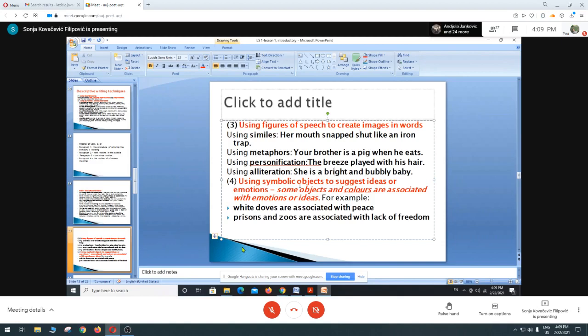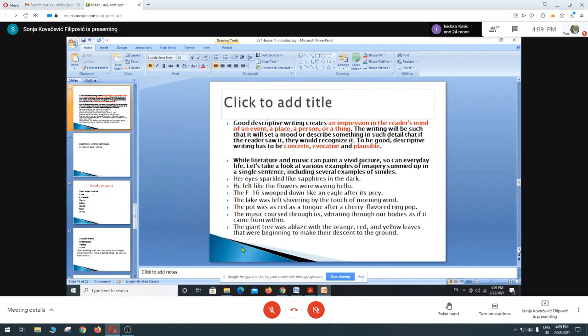Another technique is using symbolic objects to suggest ideas or emotions. For example, some objects and colors are associated with emotions or ideas. Let's say white doves are associated with peace. Prisons and zoos are associated with lack of freedom, as we saw in the example of the essay. Good descriptive writing creates an impression in the reader's mind of an event, place, person, or thing. The writing will set a mood or describe something in such detail that if the reader saw it, they would recognize it. To be good descriptive writing, it has to be concrete, evocative, and plausible.